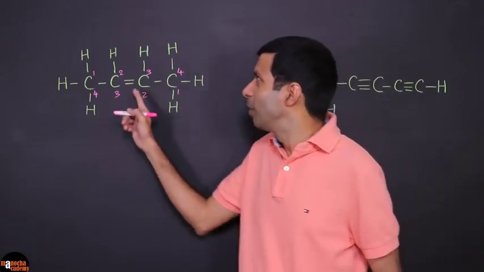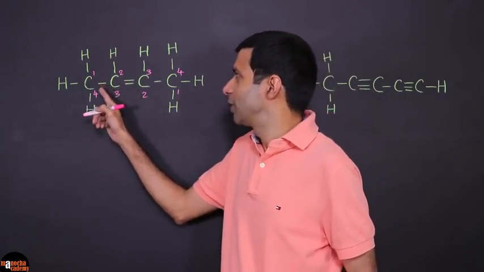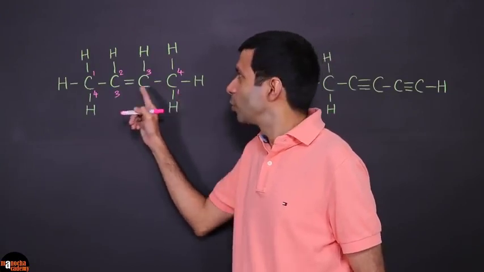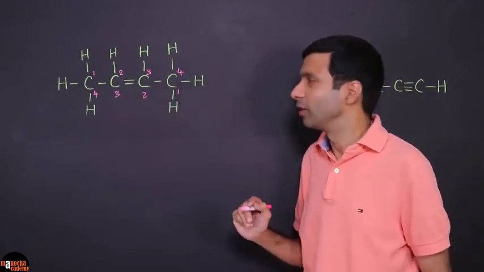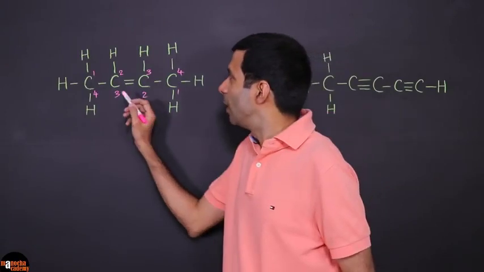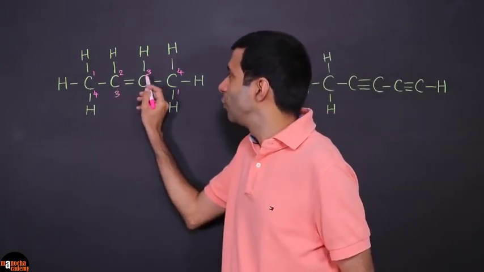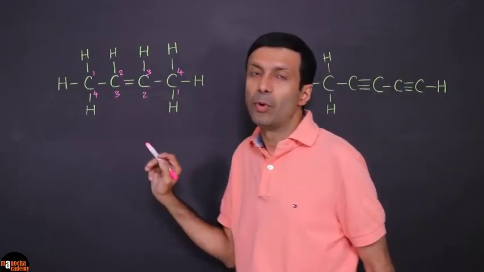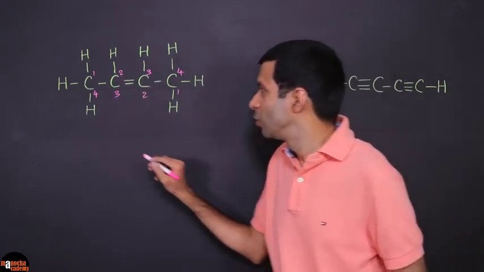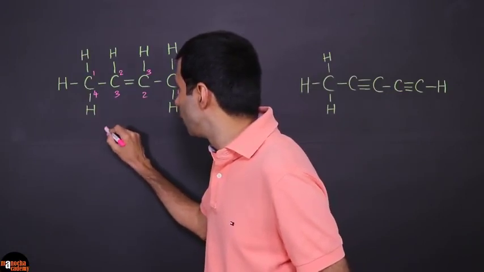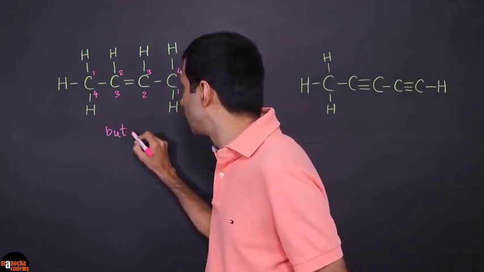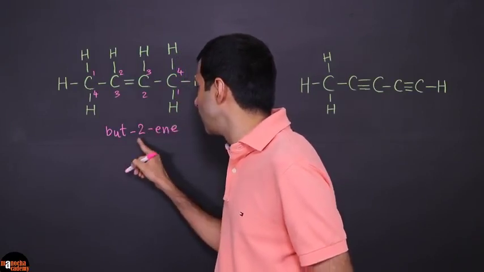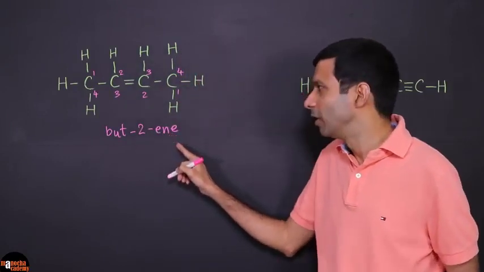No, because the double bond is not at the first position, or over here if you counted the 1 from here. So we also need to give the position of the double bond. So how do we do that? The double bond is between 2 and 3. So we'll choose the smaller number and say the double bond is at position 2. So the name is going to be but-2-ene, because we are giving the position of the double bond.